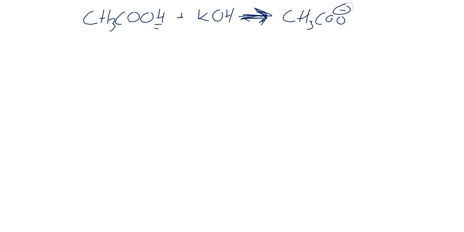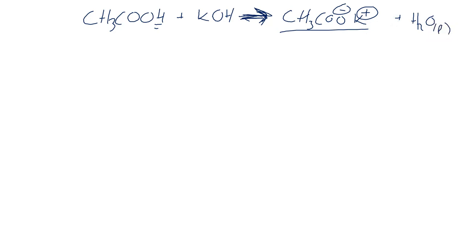So you get your acetate here, and the K from the base kind of hanging out. And then we end up with water, like we always do, salt and water. So it's potassium acetate as your salt, and water is water. All right, so there's your balanced chemical equation.